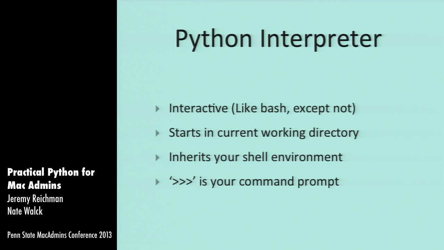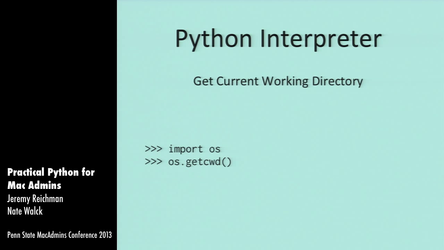It starts in your current working directory when you fire it up. So when you type python, it's in your current working directory. I can't suggest you rely on which directory it started in as a basis for what you're working on, so you'll always be specific, as I said. It also inherits your shell environment, so any environment variables you have, you can access those. And as you saw, your command prompt is those three angled brackets.